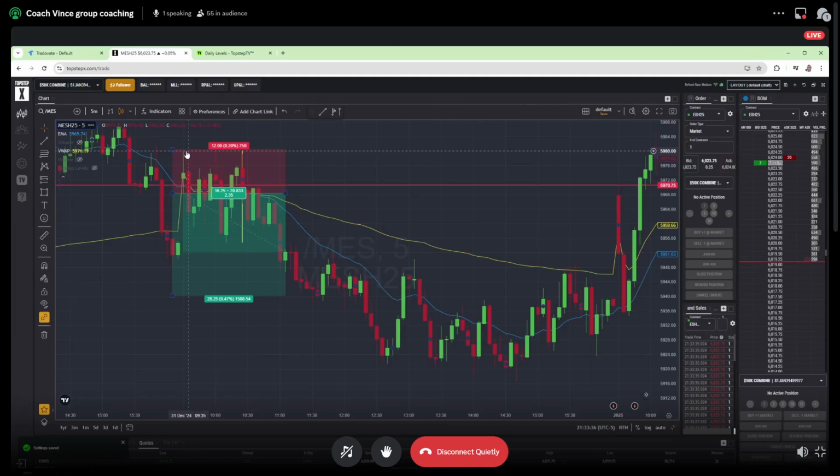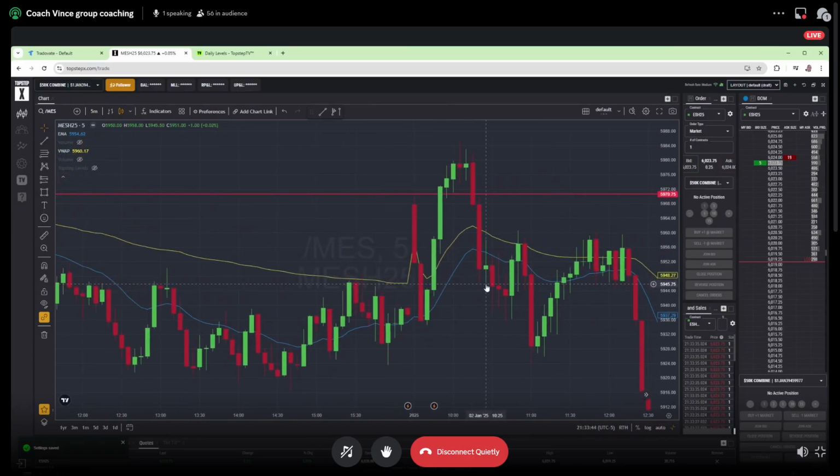But that's how you do it. You place a sell stop, a buy stop, whichever side is triggered first. That's the direction you're in. Okay, but then there's gonna be days where you're chopped up, like this one.